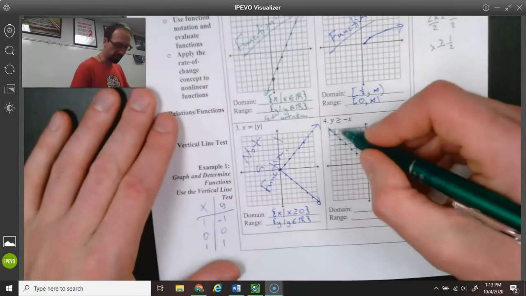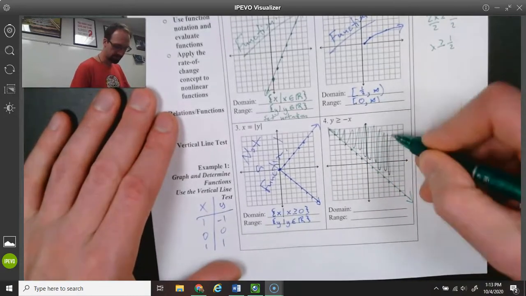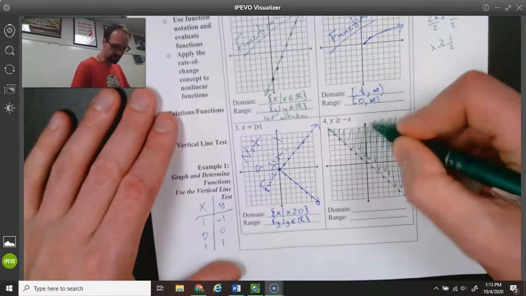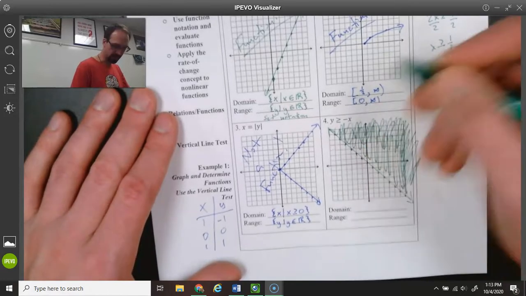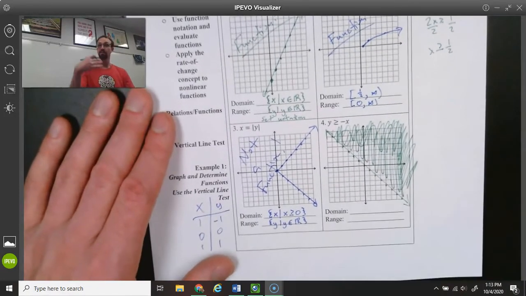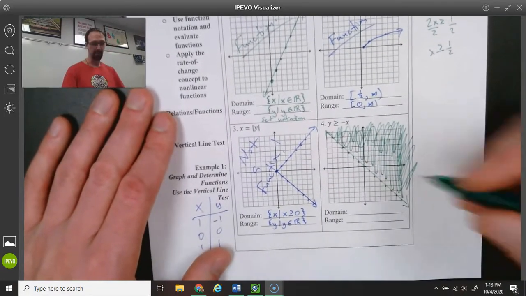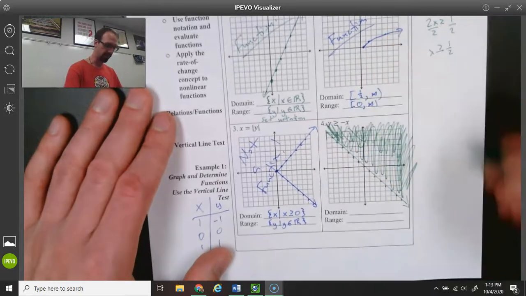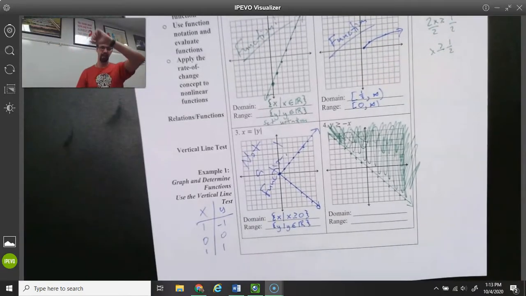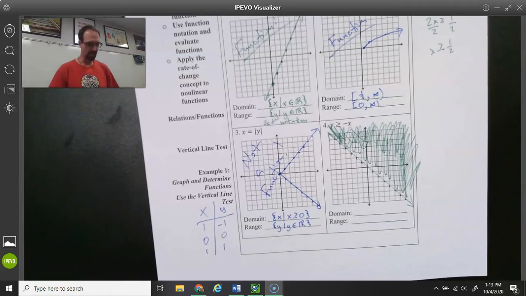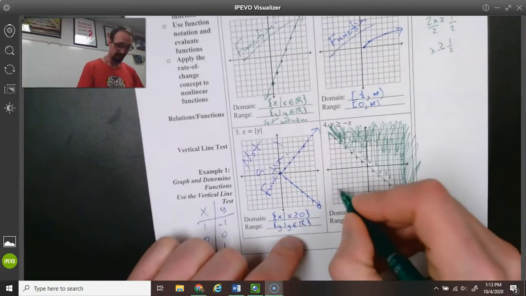Now, with inequalities, we shade. All my values that make this true are above, so I'm shading above here. And I also shade off the graph a little bit to show that it does continue. A lot of students just think it stops where the grid stops. It doesn't. This continues on forever. In fact, it does continue on forever over there as well, and it continues on above that value. So for this one, this is not a function.